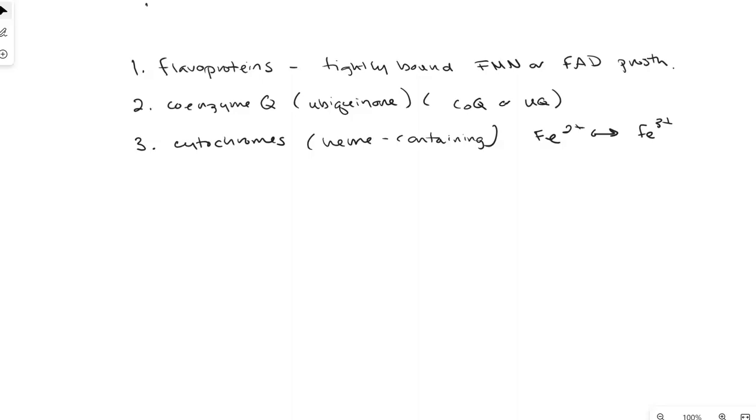There are a number of iron-sulfur proteins which participate in one-electron transfers as well. Also through the iron, going from iron 2 to iron 3 and back. And there's also protein-bound copper, which involves single electron transfer. And this takes place through going back and forth between copper 1 and copper 2.